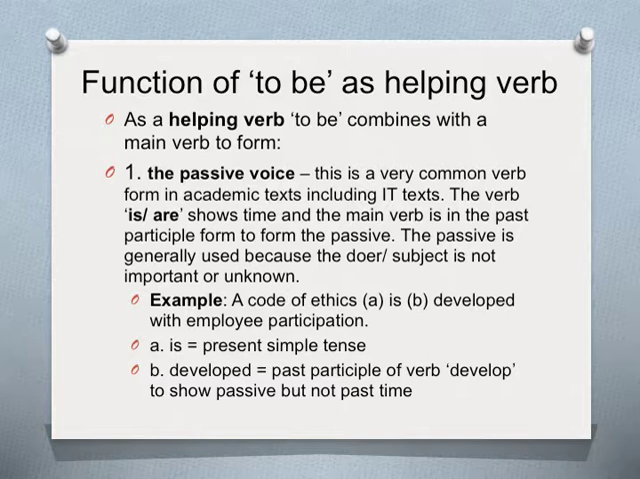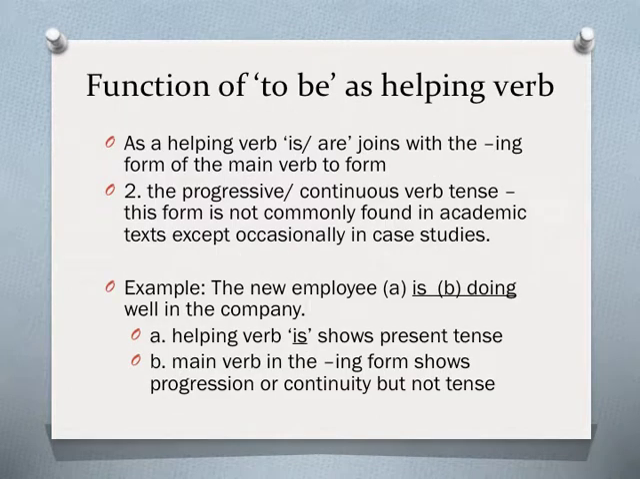So let's look at an example here. A code of ethics is developed with employee participation. The is here shows the present simple tense, and developed shows the past participle of the verb develop. And together, this forms the passive voice. Here, the actual doer is not specified and is really not important. The important thing is that the code of ethics is developed and employees participate in this.